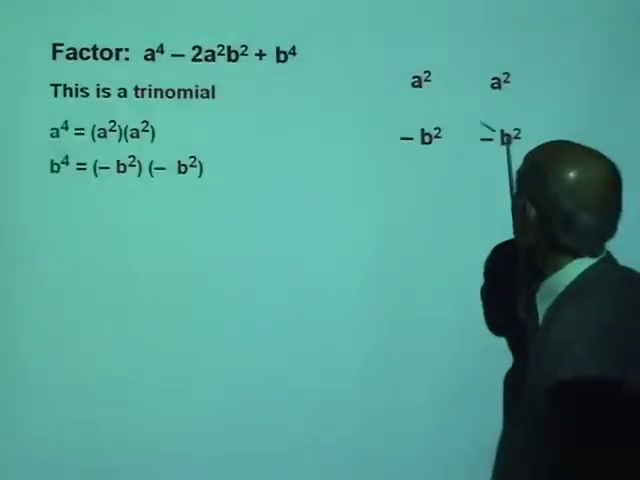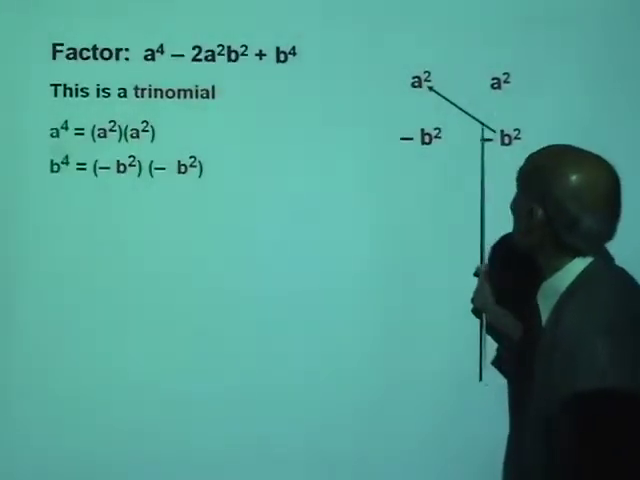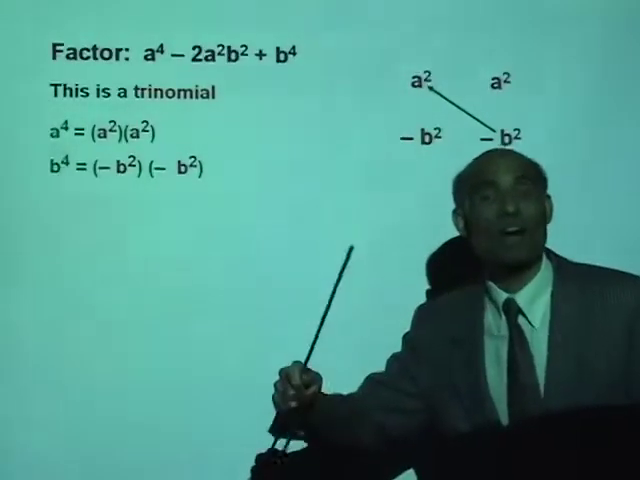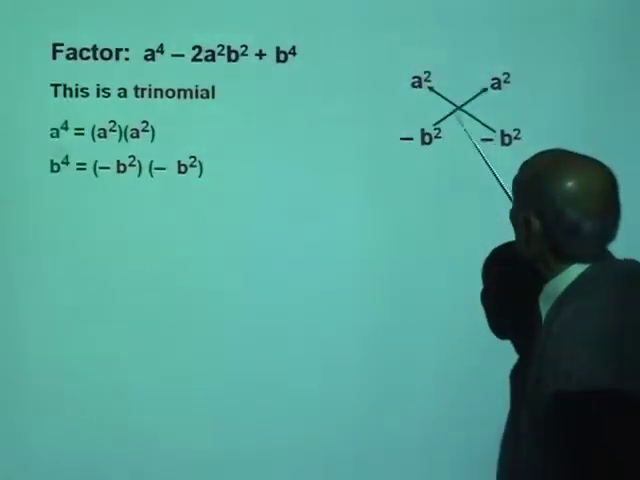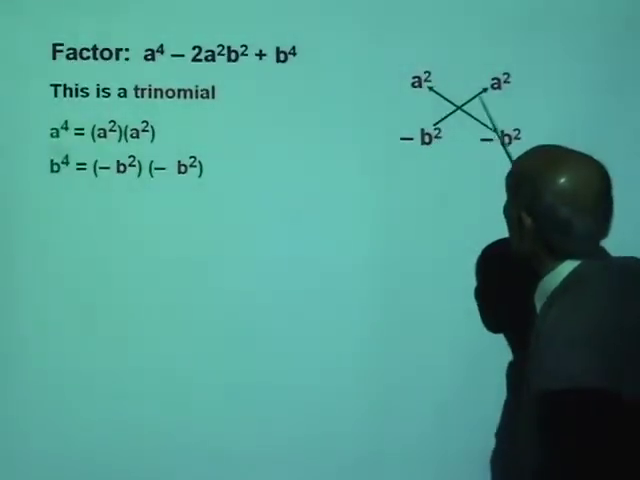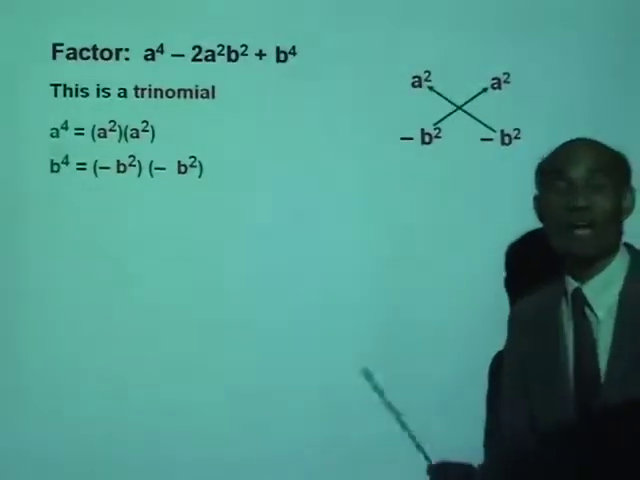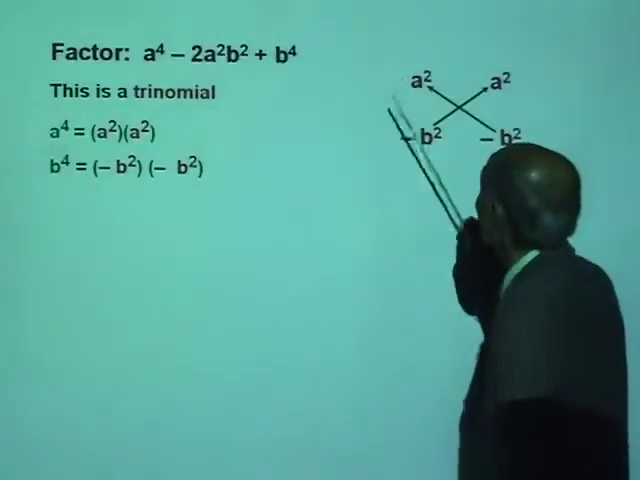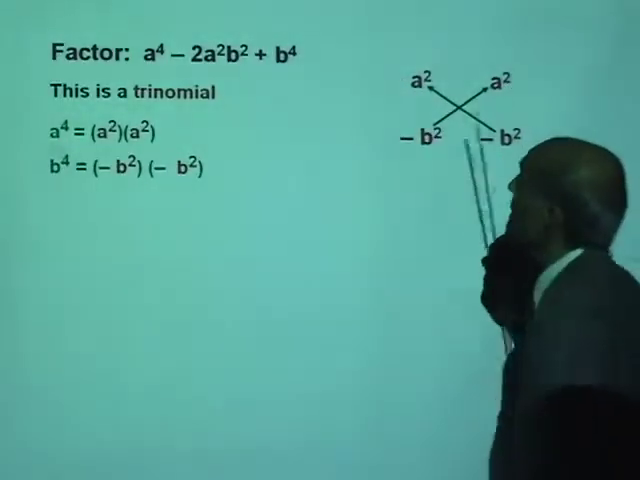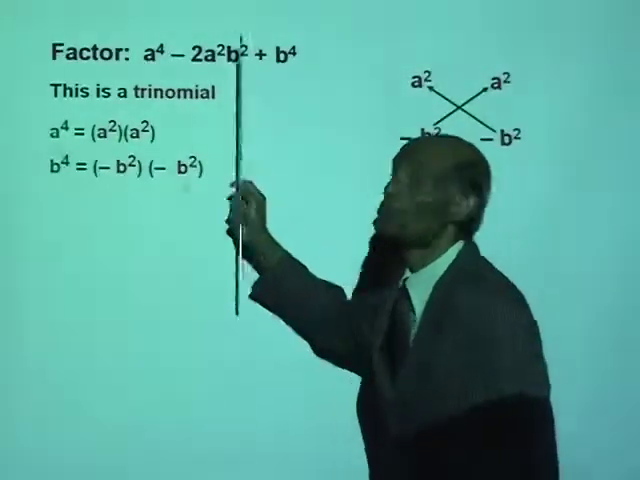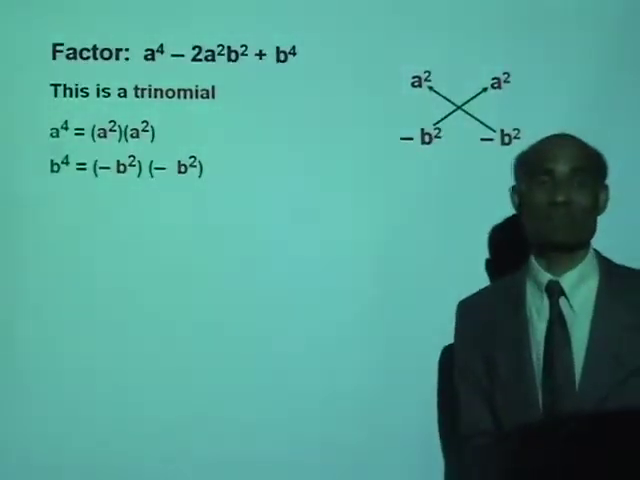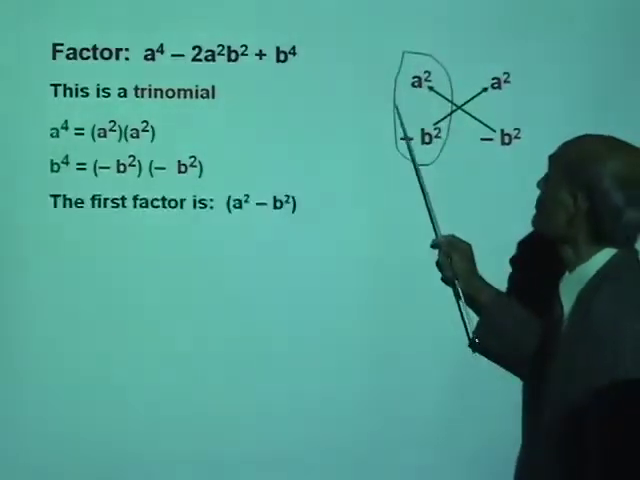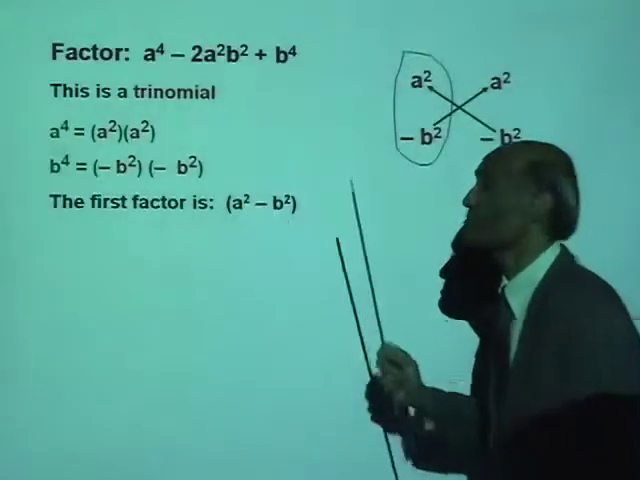And now multiply diagonally. Negative b squared times a squared is negative a squared b squared. And the next negative b squared times a squared, adding them together, look at this, negative a squared b squared added to negative a squared b squared is negative 2a squared b squared. Therefore, what are the factors? The first factor is a squared minus b squared.